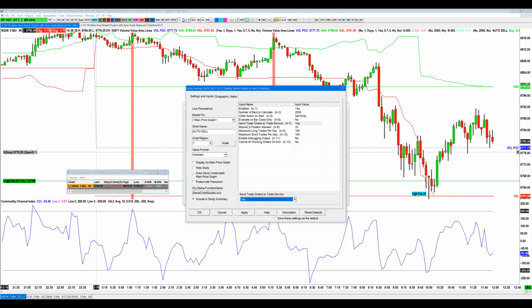All right, this is the most important one right here. Send trade orders to trade service. If you have this set to yes, and you logged in with a live account and the charts come up and you're connected live and this is set to yes, you are sending live trades. So be careful. Make sure that you've got this set to yes only if you want your orders to be live. If you logged into simulated live mode, then it's going to send orders to the simulated live server, in which case you'd still want this to say yes.